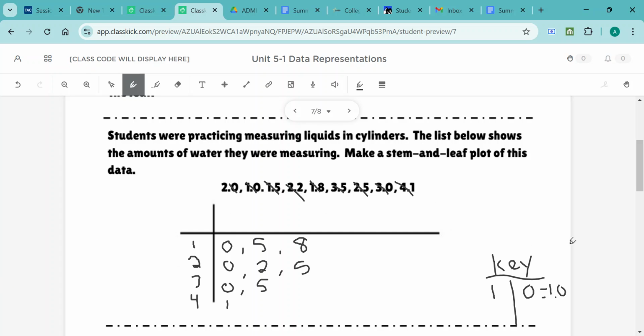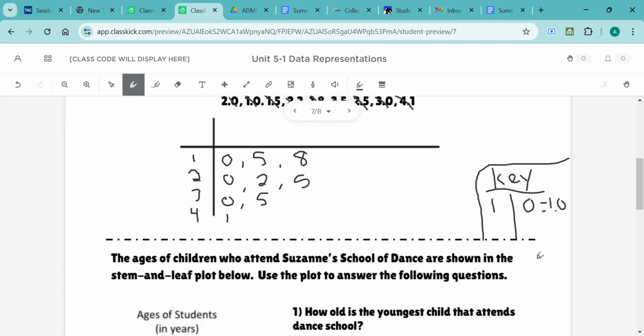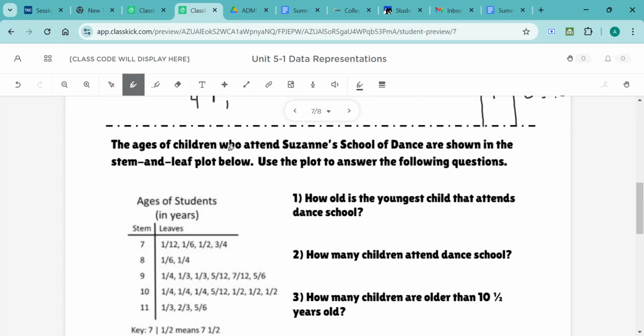Again, very important when you have a stem and leaf plot to check your key, because your key is going to tell you whether you're working in decimals or whole numbers like this did. Okay. Next one, the ages of children who attended Suzanne's School of Dance are shown in the stem and leaf plot. Use the plot to answer the questions.